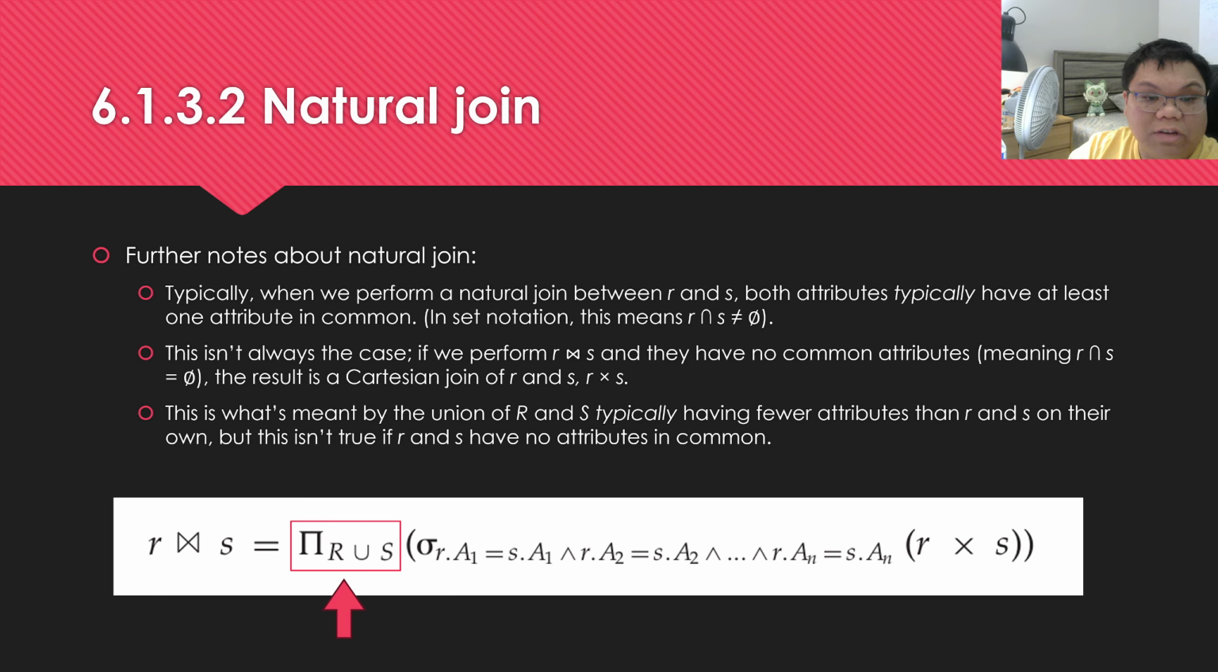When we perform a natural join between R and S, both relations typically have at least one attribute in common, which means that R intersect S is not the empty set. This isn't always the case. If we perform R natural join S and they have no common attributes, that means R intersect S is going to be the empty set, and the result of a natural join for which there are no common attributes between R and S is just going to be the Cartesian product.